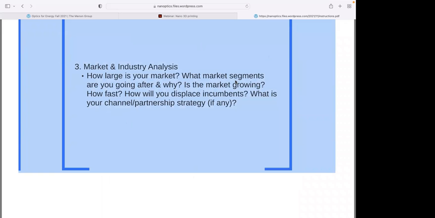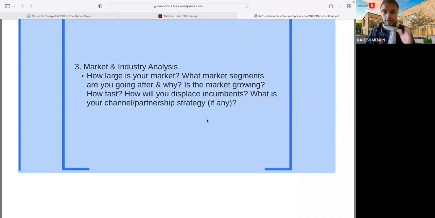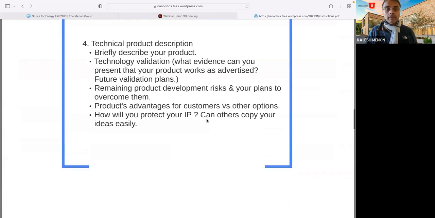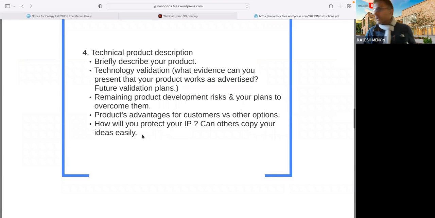Again, I expect you to spend about an hour at least, sometimes a little bit more. It's just not easy to do, so make sure you allocate some time for it. The section on technical product description is relatively straightforward. I would say you already know what to do.